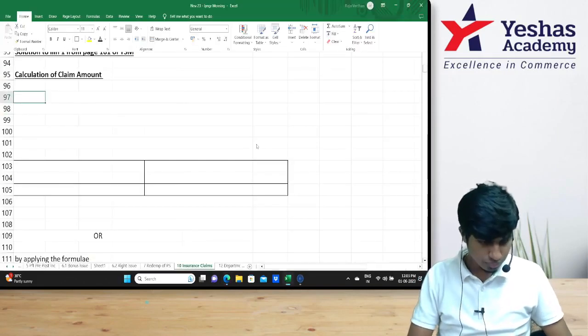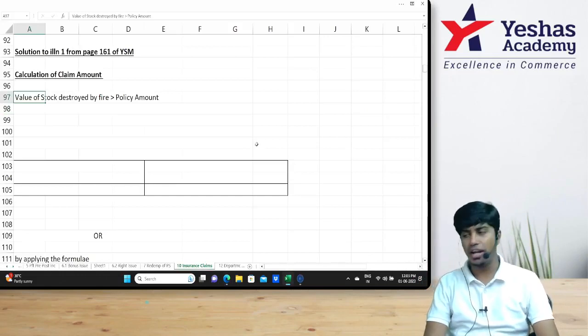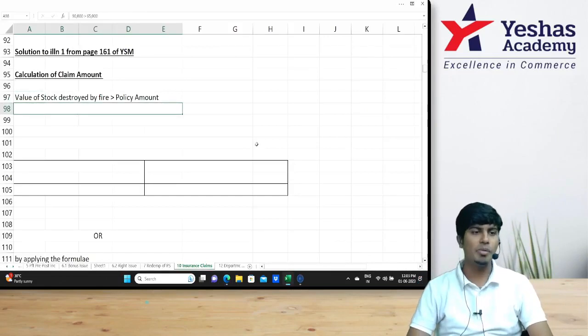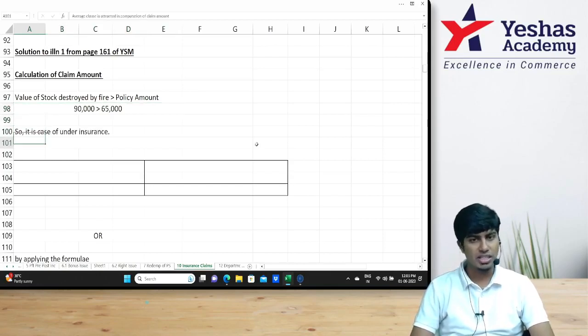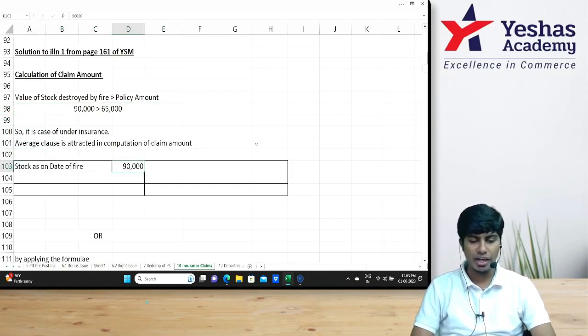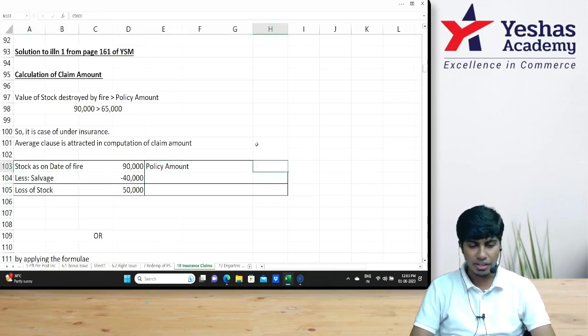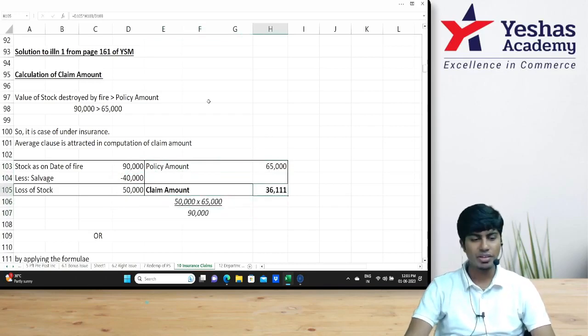Value of stock as on date of fire is greater than policy amount. How much is stock? 90. How much is policy? 65. So in this case, it is a case of under insurance. Let's separate average clause. Stock as on date of fire 90 less salvage 40, loss of stock 50, policy amount 65. Now multiply. Claim is equal to 50 into 65 divided by 90. That is what I've been telling from then. How much? 36,111. This is one way.